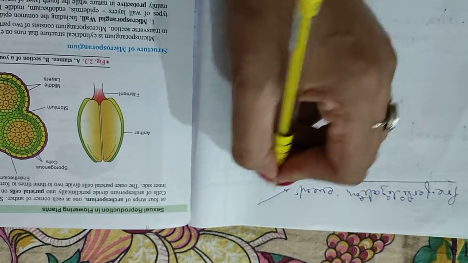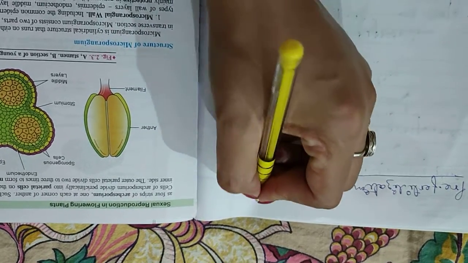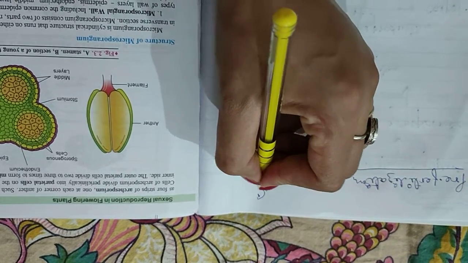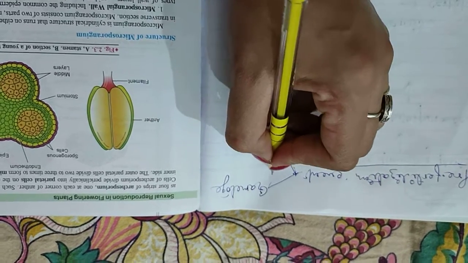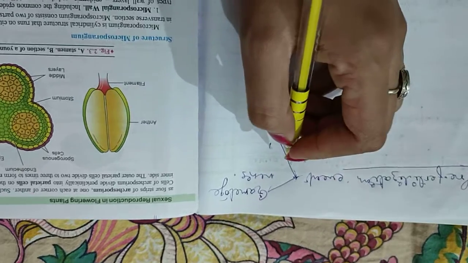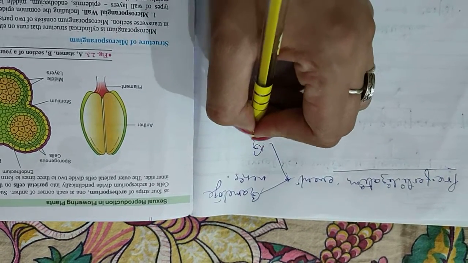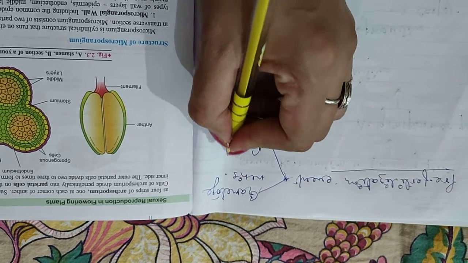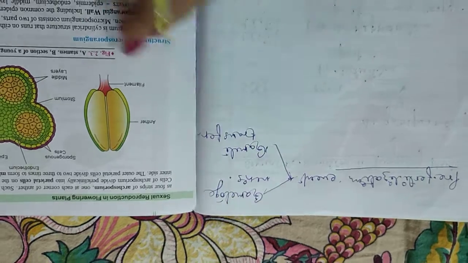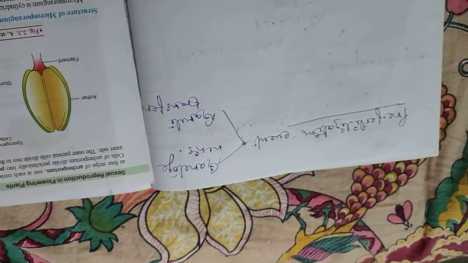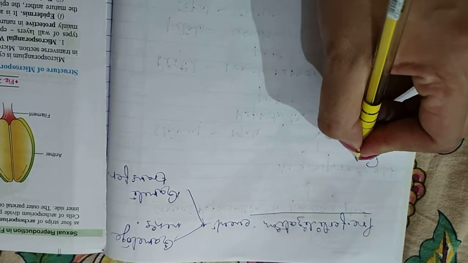As we know, in the pre-fertilization event there are two steps. First is gametogenesis, that is formation of gametes, and second is transfer of gametes, that is gamete transfer. So very first, that is gametogenesis.